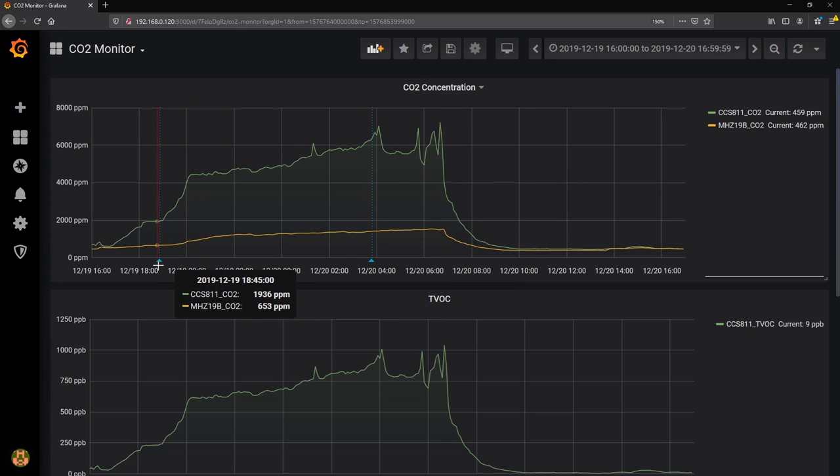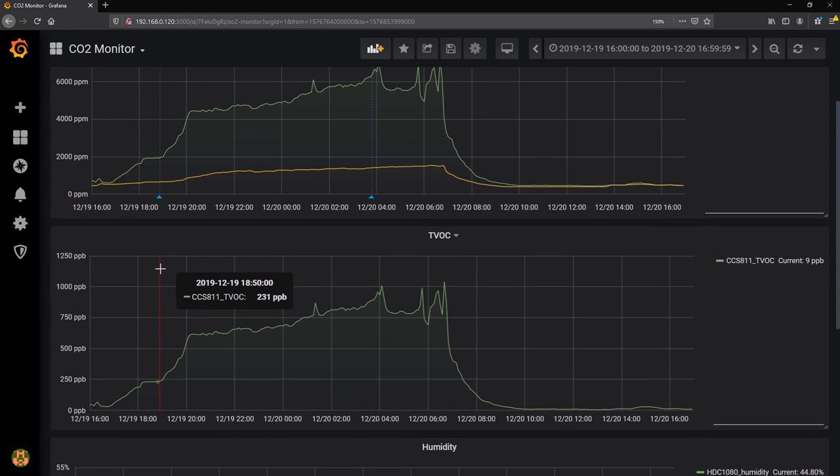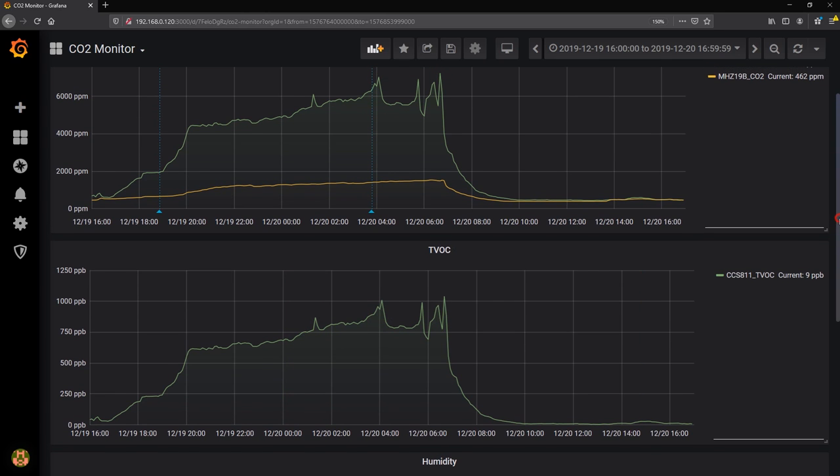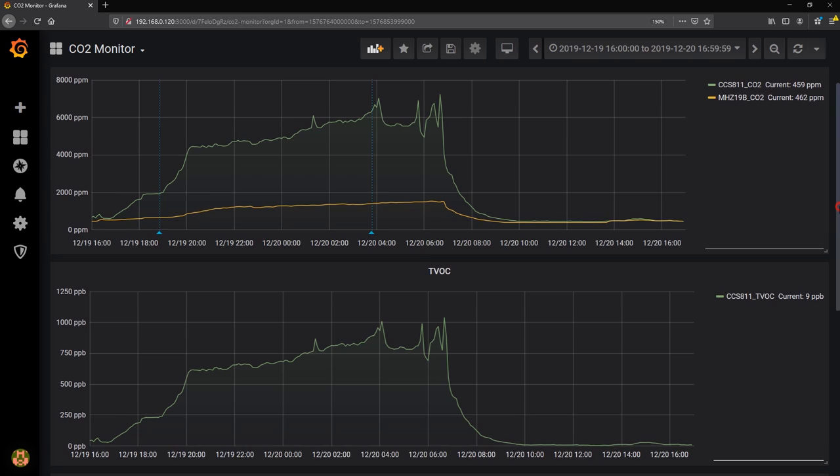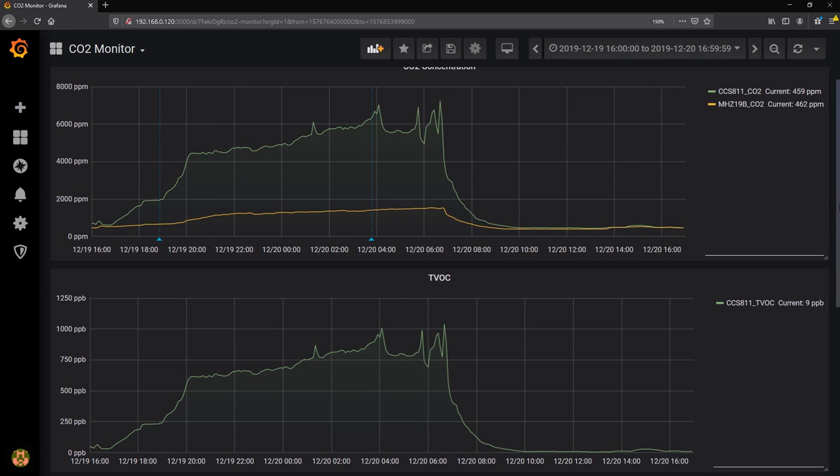Around 5 p.m. I did the laundry and the VOC measurement started increasing rapidly. And you guessed it, there was this pleasant smell spreading through the home from the laundry detergent. One conclusion to draw here, the CCS811 is heavily influenced by the volatile organic compounds present in the air, while the MHZ19B continued to provide meaningful data, it was not influenced by VOCs.